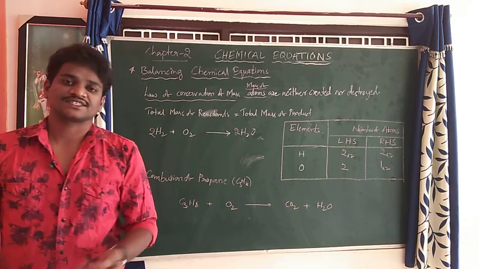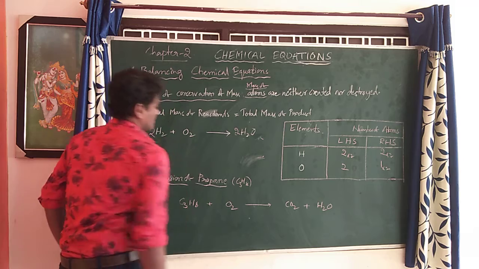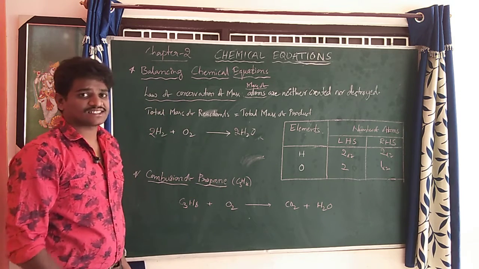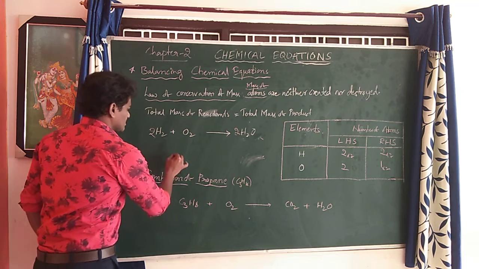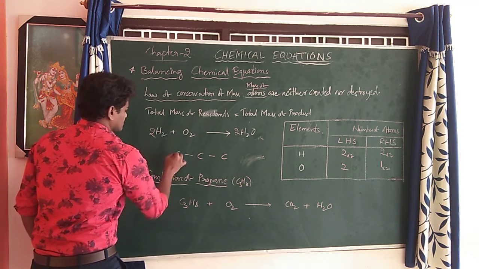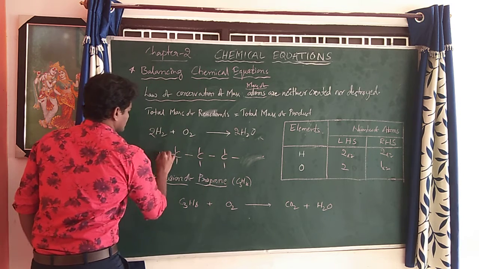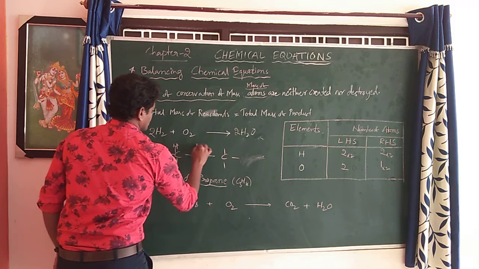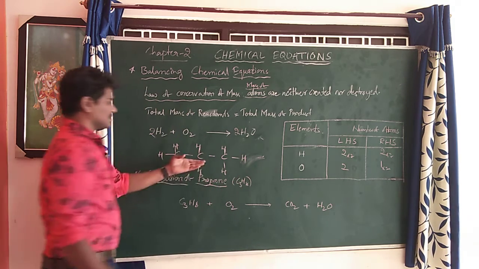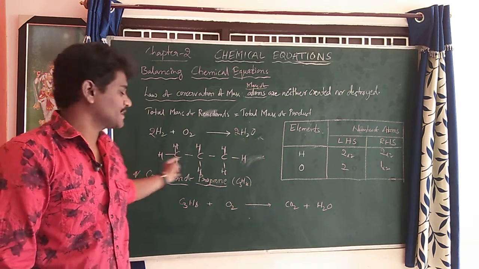Next, coming to the next reaction, that is the combustion of propane. This is propane, molecular formula C3H8, which means 3 carbon atoms are here and 8 hydrogen atoms: 1 2 3 4 5 6 7 8. This is the propane structure. You can observe it in the last lesson, the carbon compounds lesson.